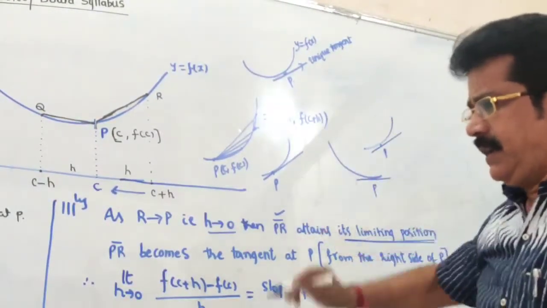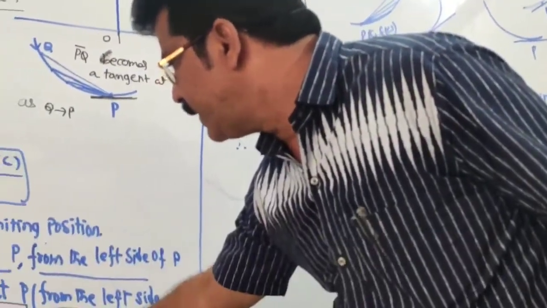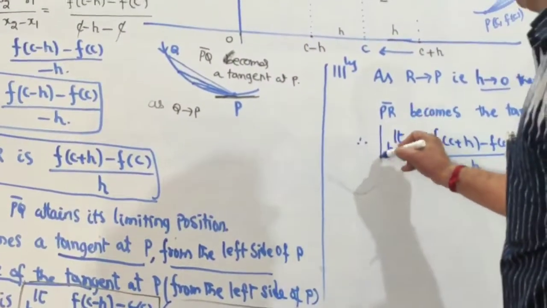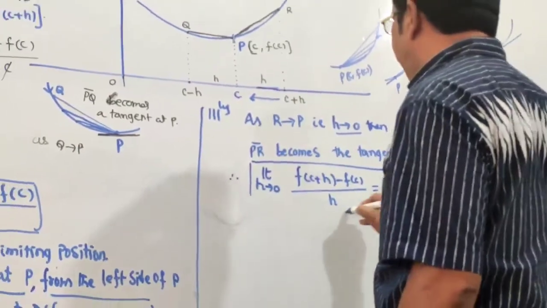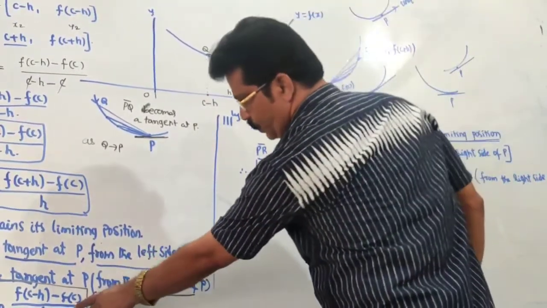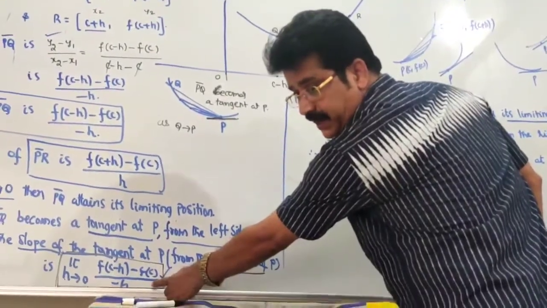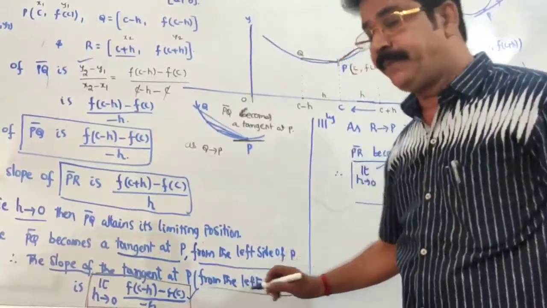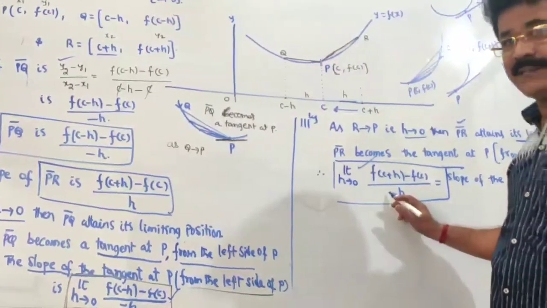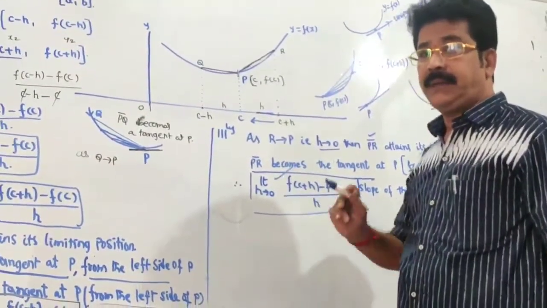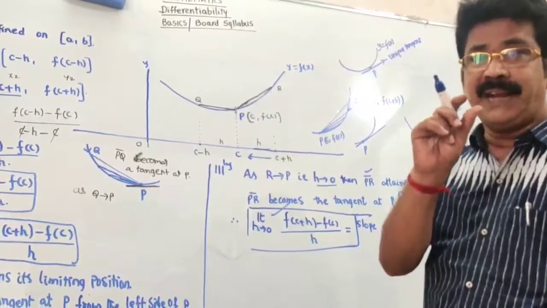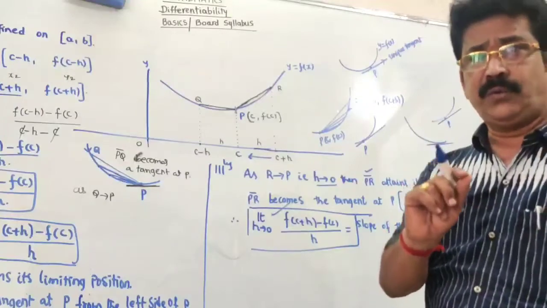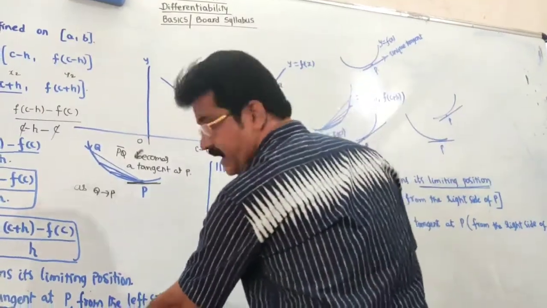But here we have two kinds of values. From the left side of P it has one slope, and from the right side of P it has another value. So this is also the slope of the tangent at capital P. Catch my point. Same point. But at only one point we have only one tangent, and every tangent has only one slope value. So definitely these two will be the same.